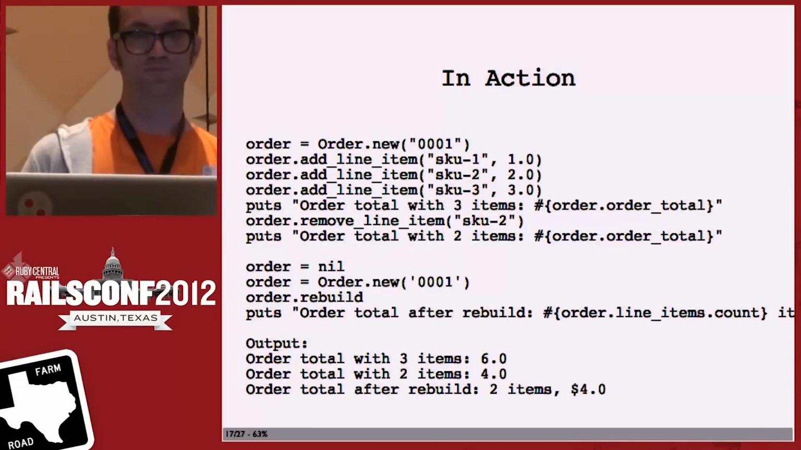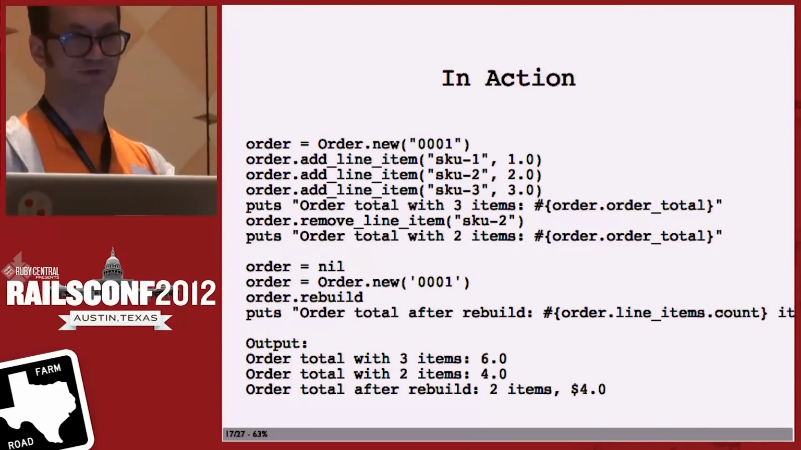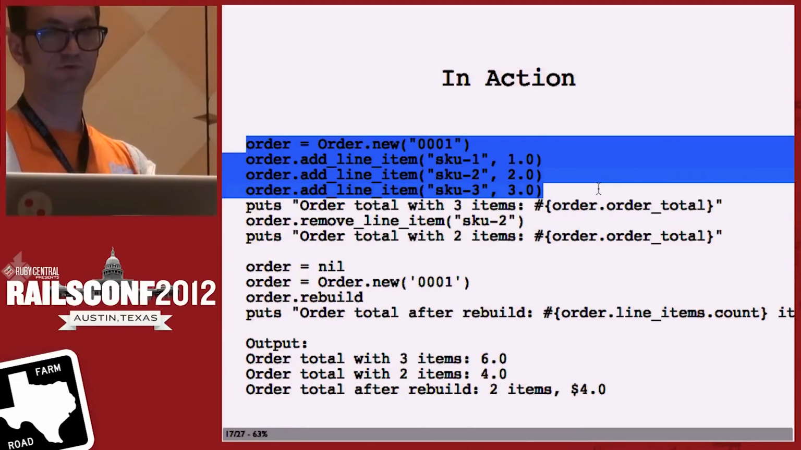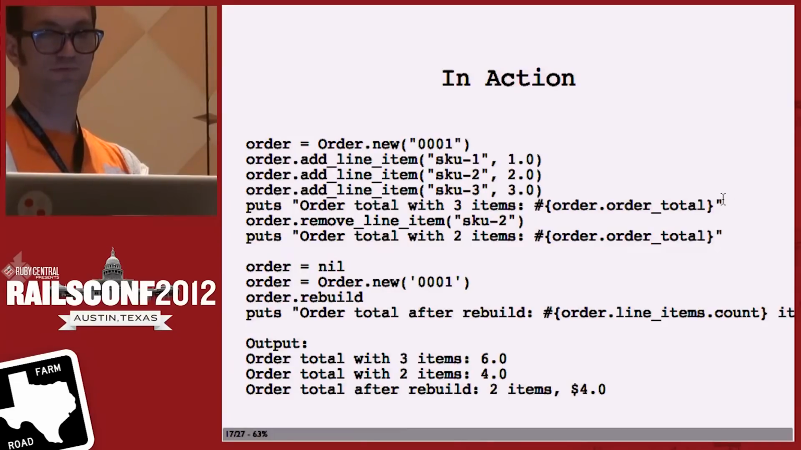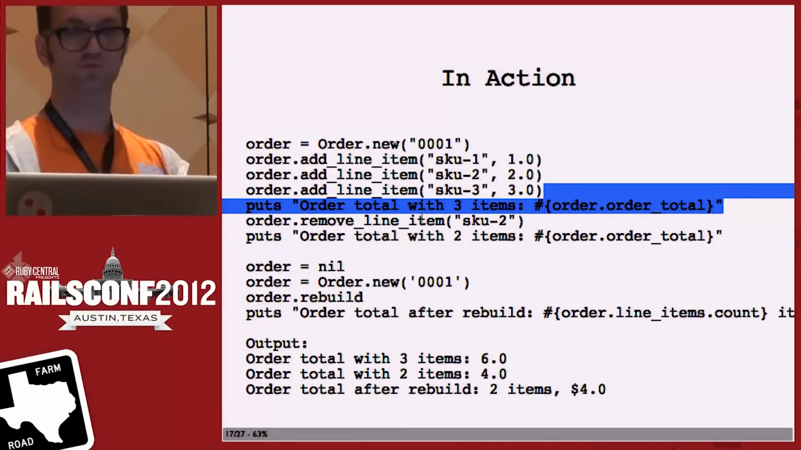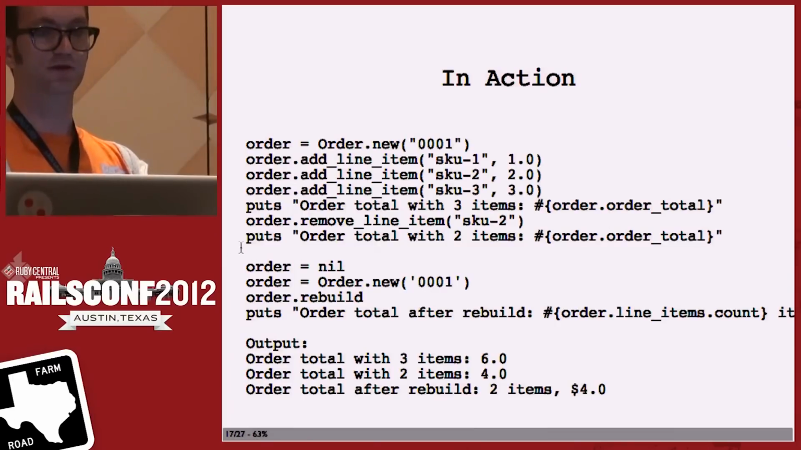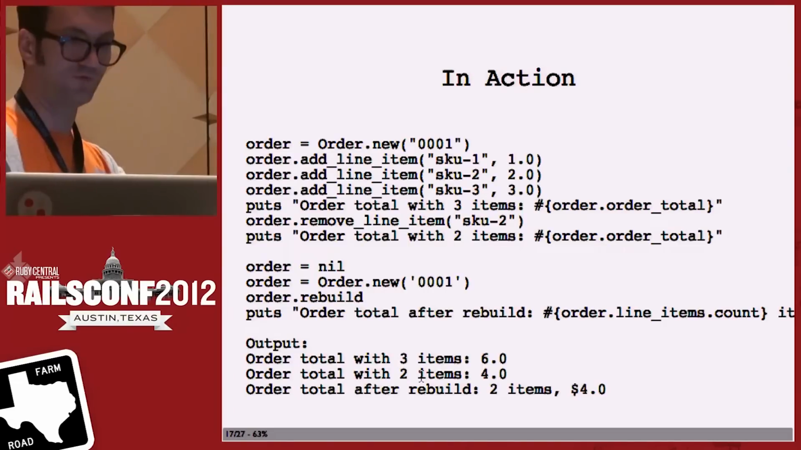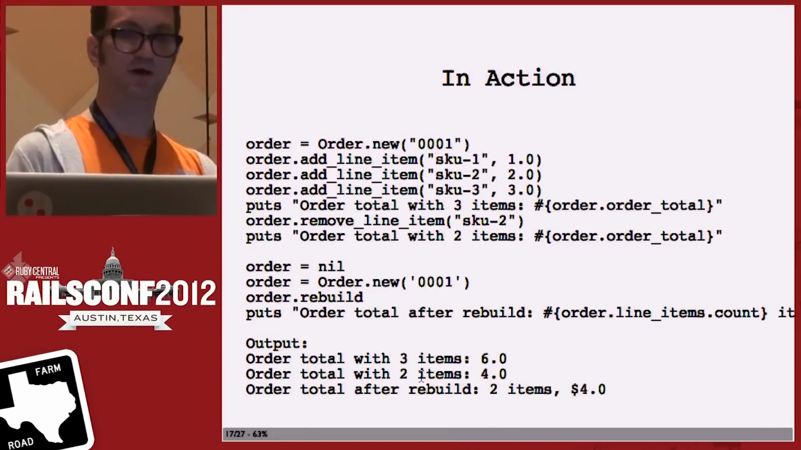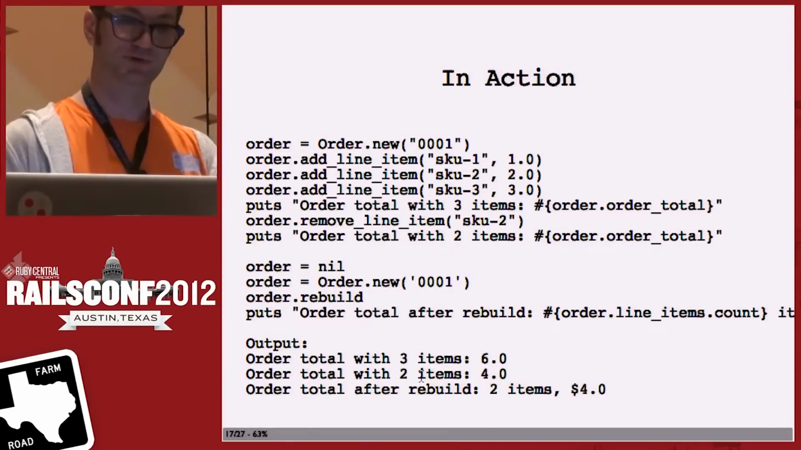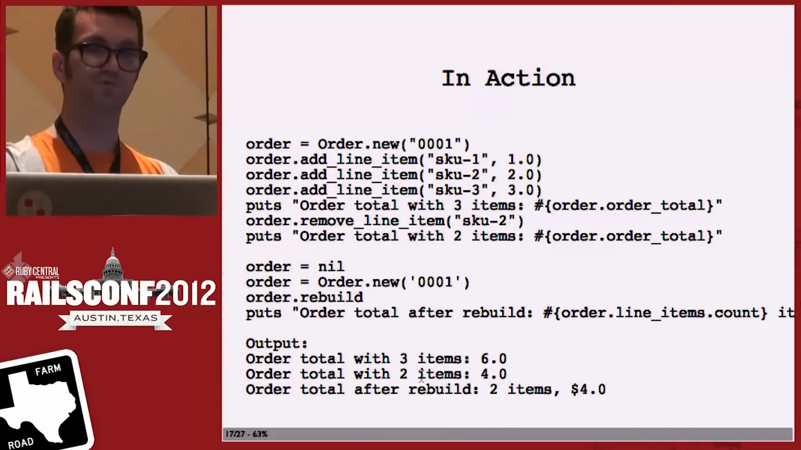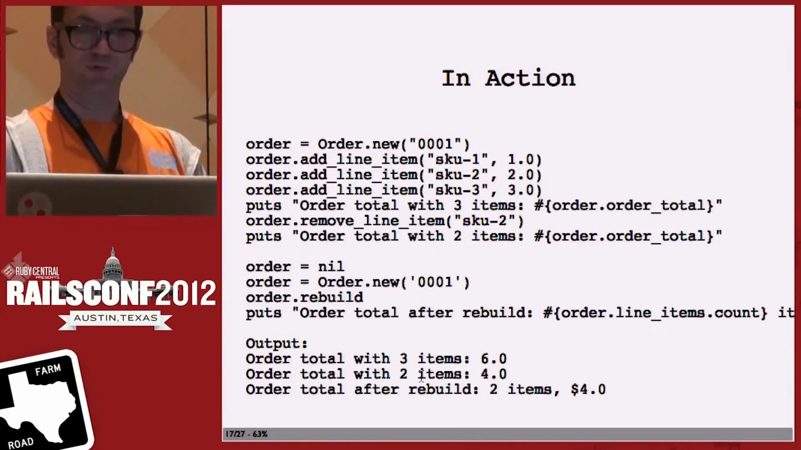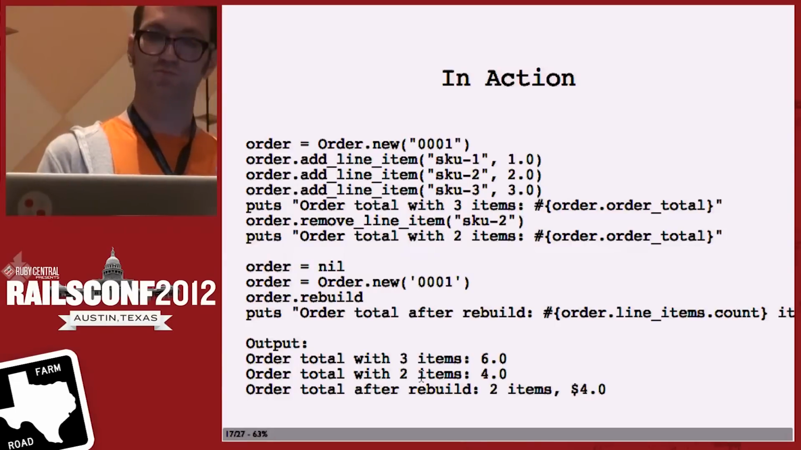So once we put this stuff into action, we're going to create an order, add 3 line items, print out the order total, remove a line item, print out the order total again, and then rebuild the object. And down here we see the output. The first time around with 3 items, the order total is 6. With 2 items, it's just 4. We've removed the second item, which had a value of 2. And then we rebuilt it and ended up at the same spot with a $4 order.